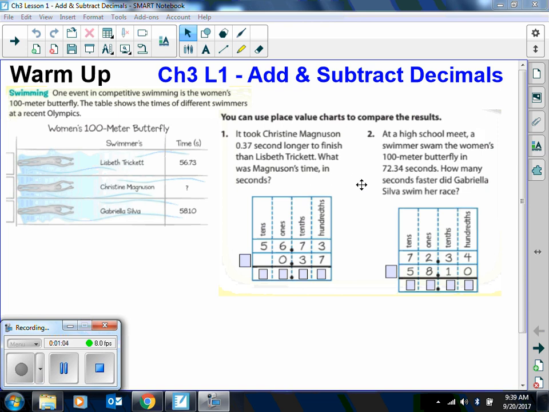So, if she finished 0.37 seconds longer, what operation am I going to do there? Add or subtract? We're going to add. Very good. So here, we're going to add. Now, I want to bring it to your attention that we've got place values here. Does everybody see the place values?